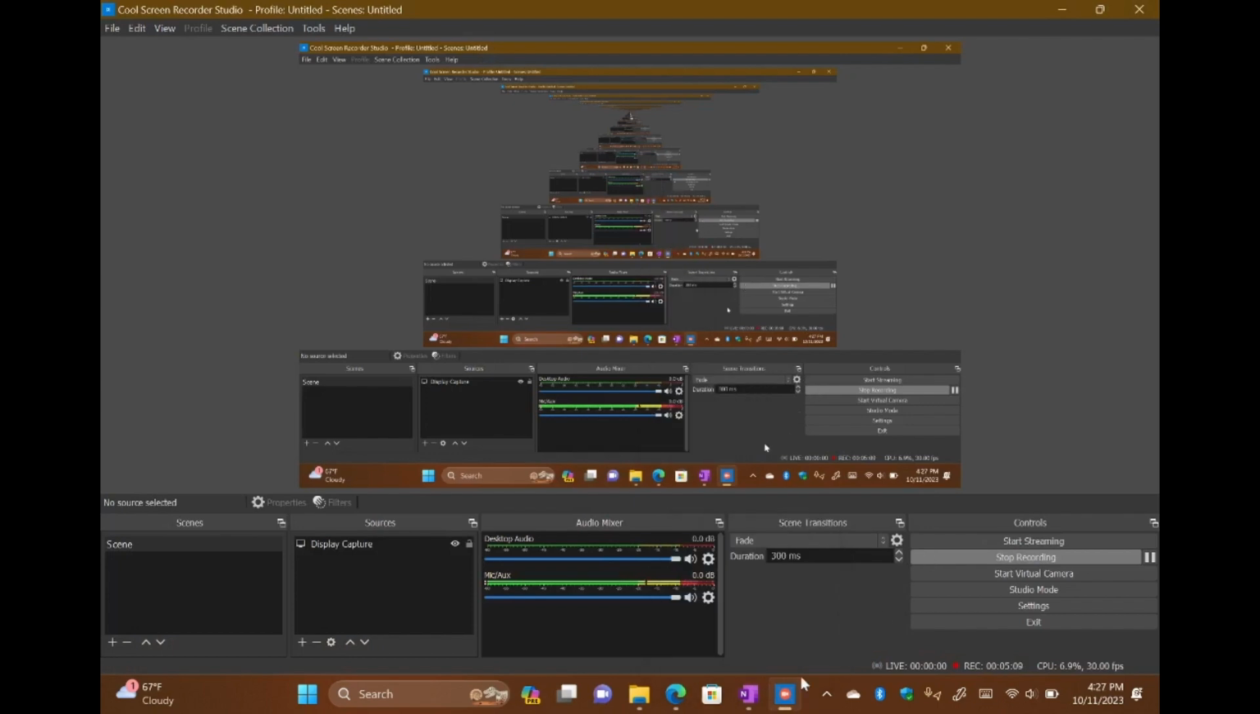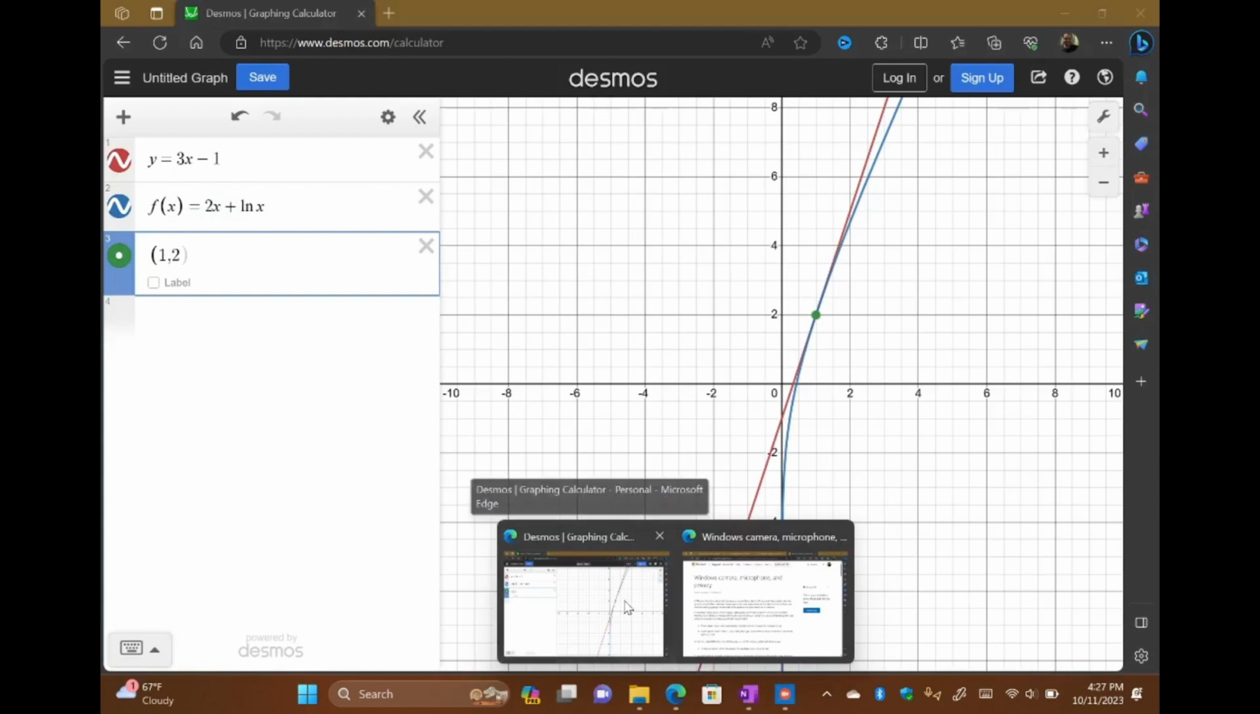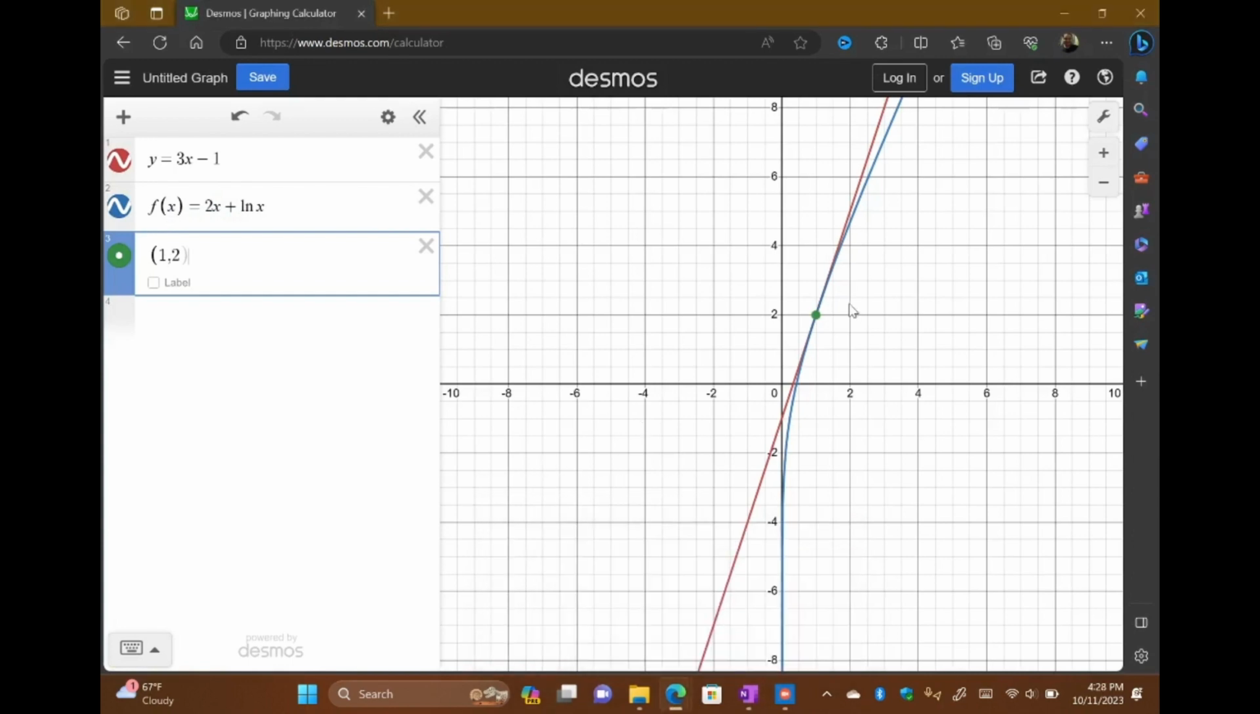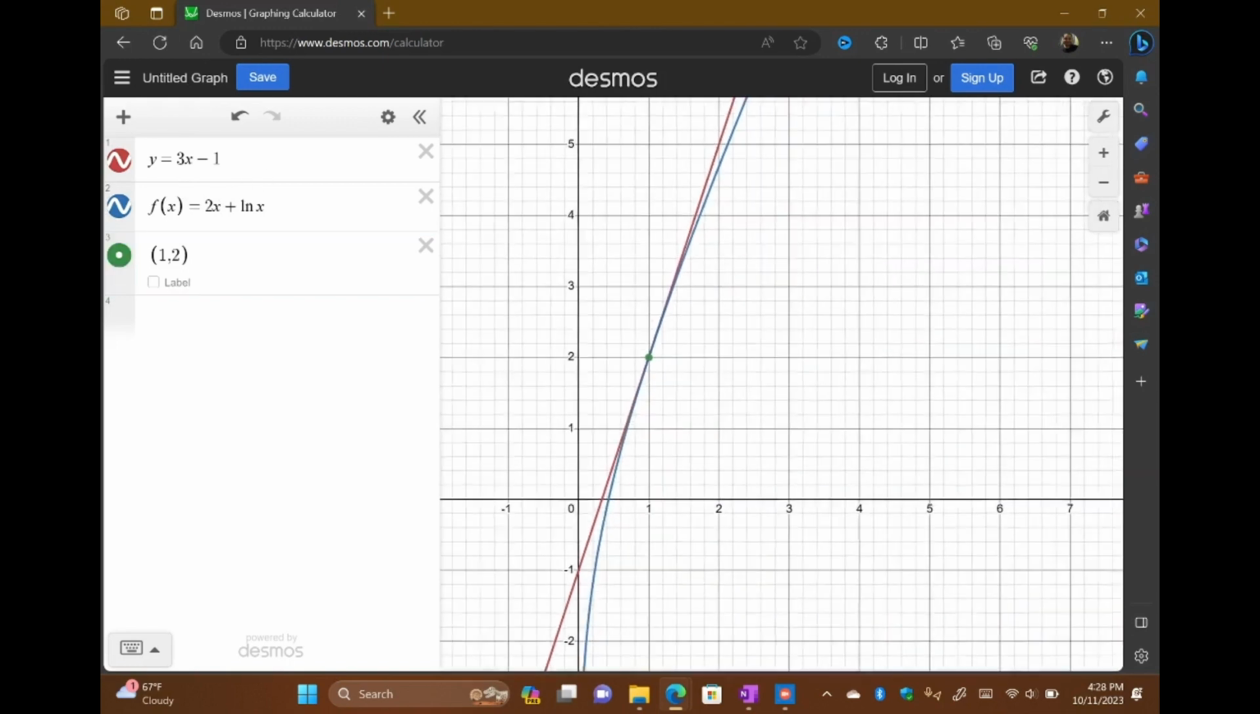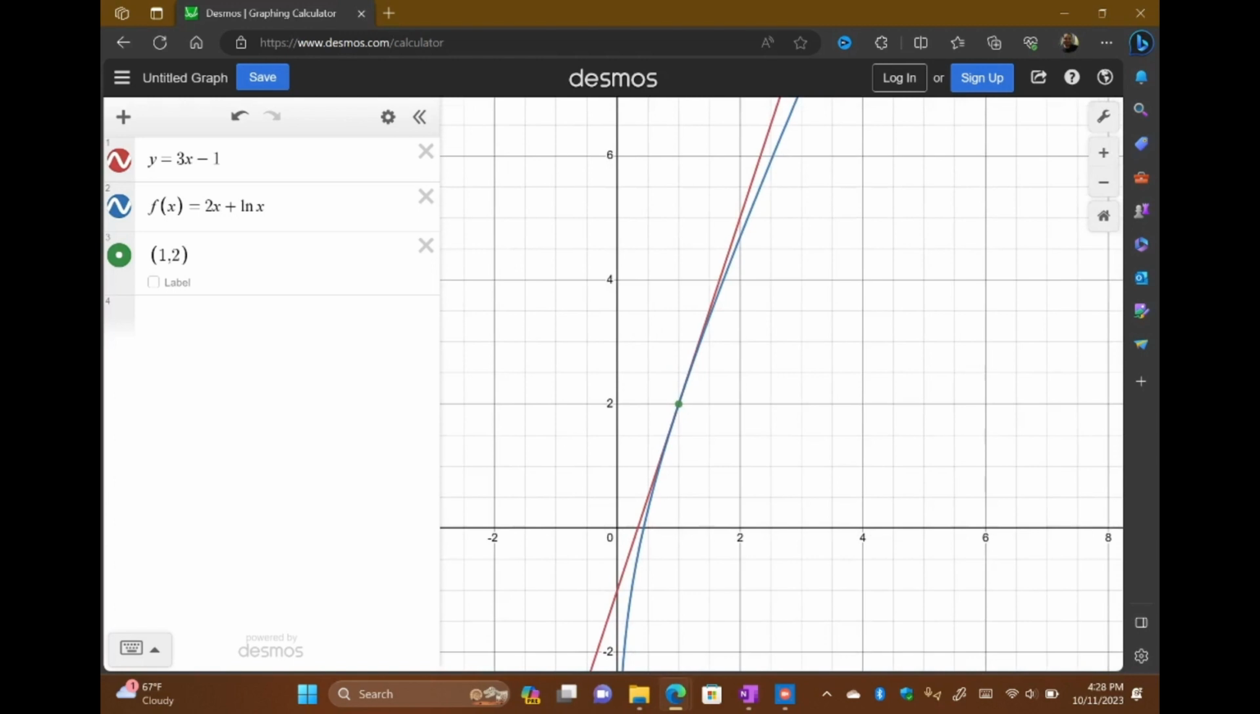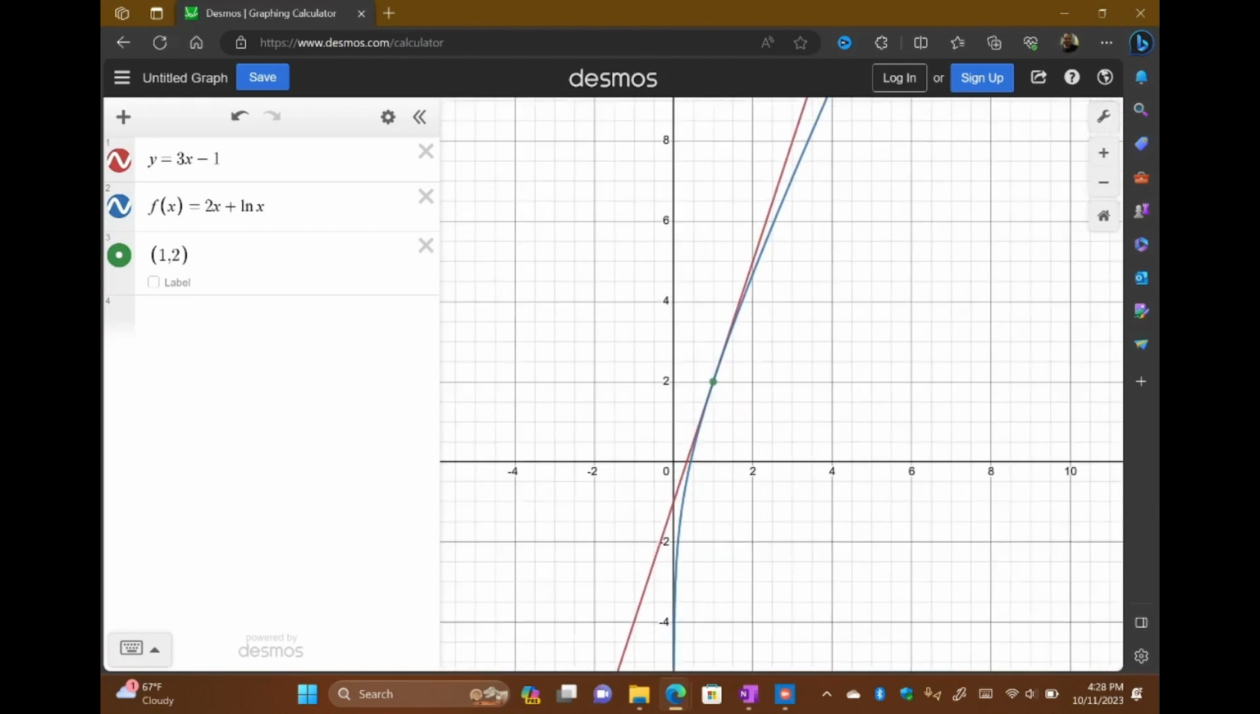Okay, everybody. Now, as you can clearly see, this is the equation of the line that's tangent. The red equation is 3x minus 1, and we can clearly see that it is the tangent line to the curve of 2x plus natural log of x at the point 1 comma 2. So that's how we can check if we got it correct.